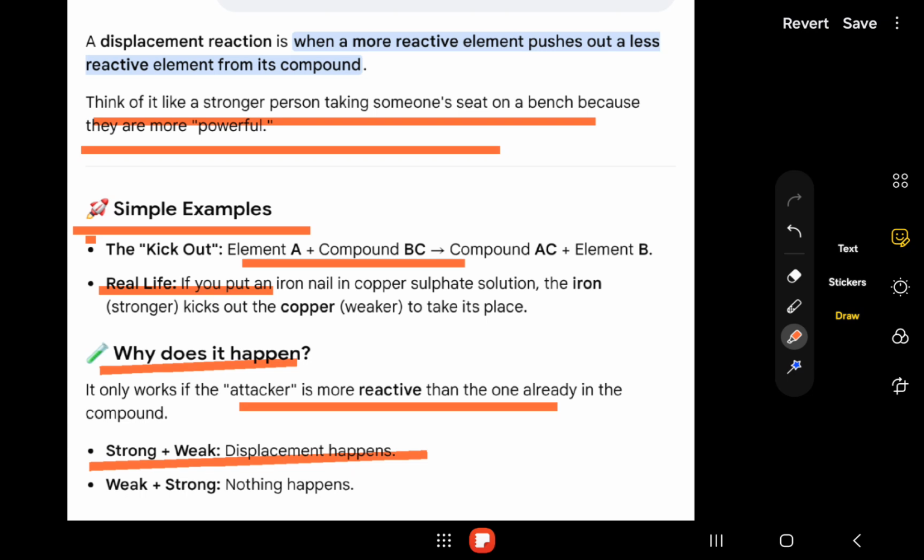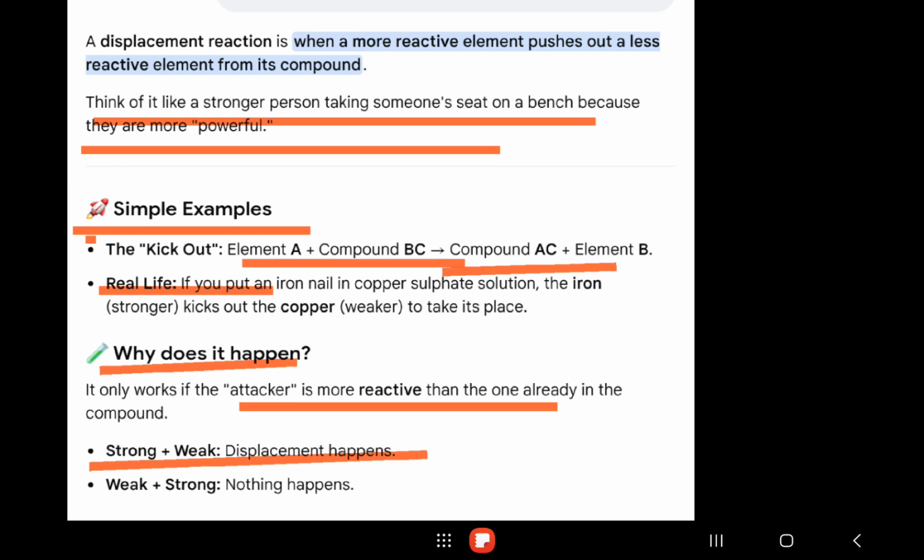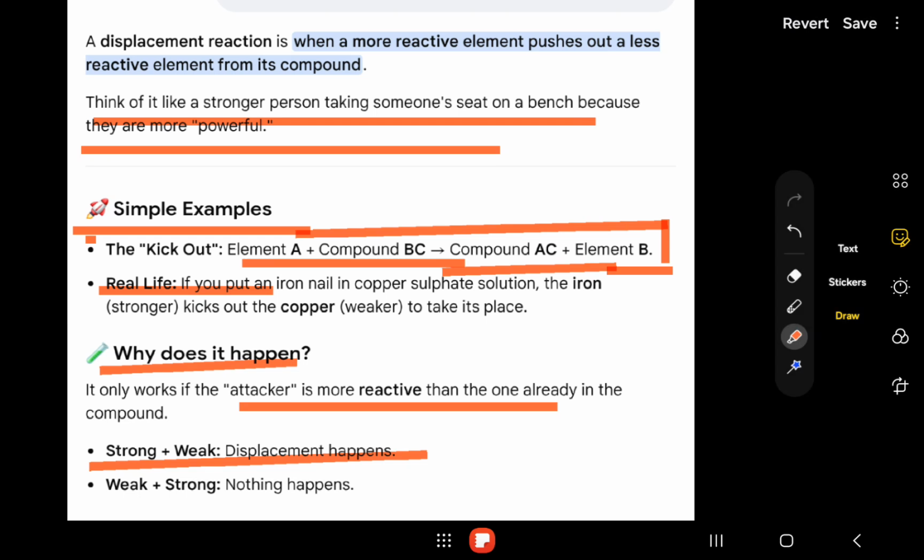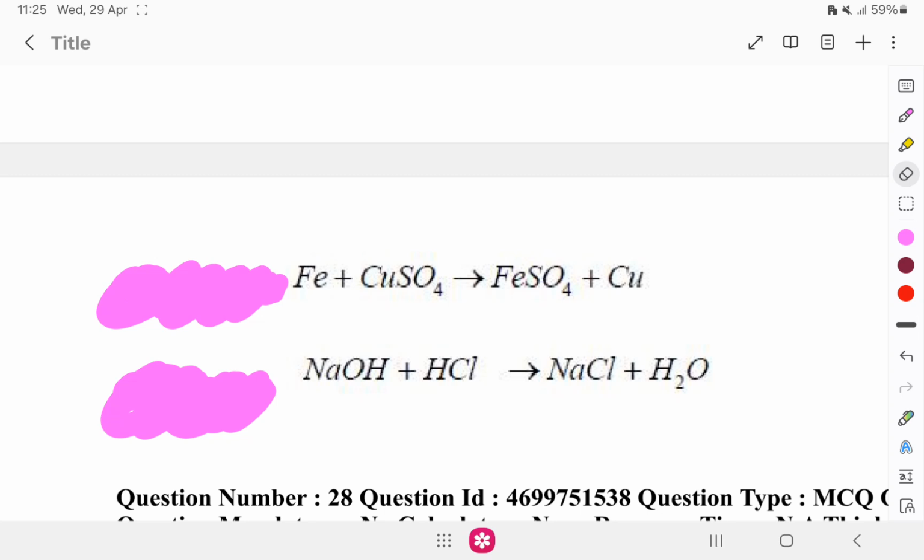So, I hope this image helped you friends. Remember this equation, element A plus compound BC. Now we'll relate this with our question. So I am giving you this as a trick friends. If I am wrong, please forgive me. Okay, let's do this.